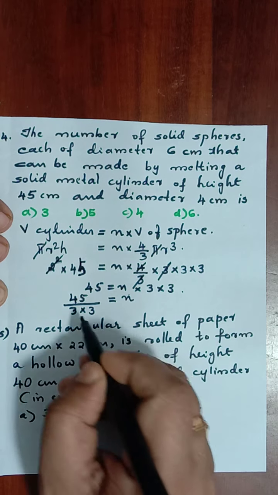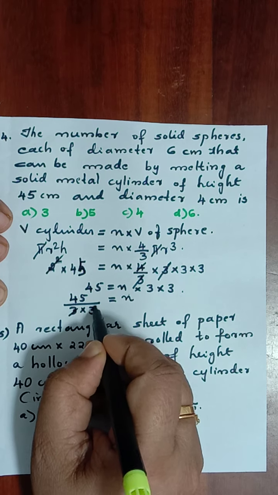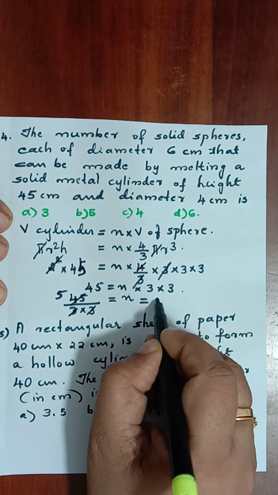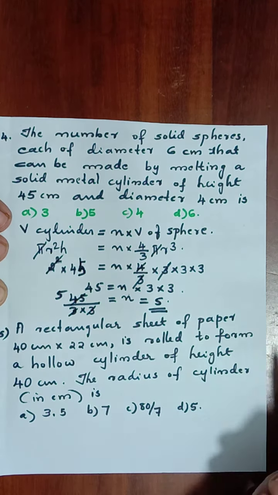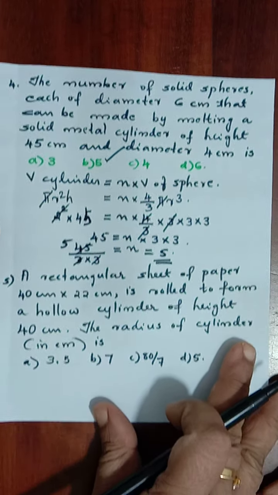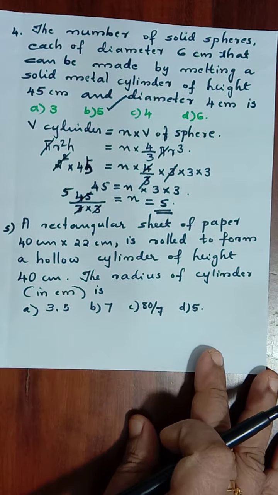So 3 3s are 9, 9 5s are 45. So n is equal to 5 is your answer. So B, n is equal to 5. That's your answer. Now let us see the next question.